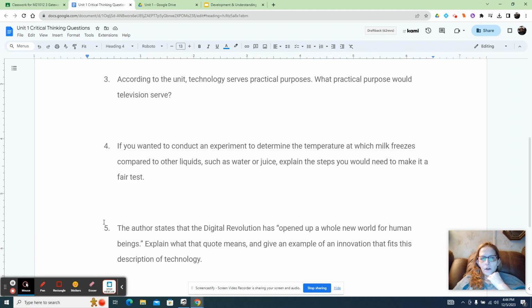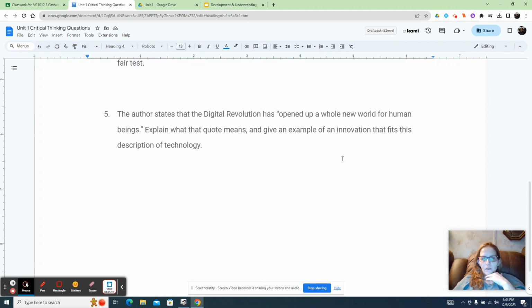Okay, if you are going to do number 4, you're probably going to want to look up the scientific method to explain the steps. So when it asks for steps, I'm looking for the scientific method. All right, so you're going to go to the slideshow. You're going to look up your scientific method to figure out what steps you need to do to conduct that experiment. And then the author talks about how the digital revolution has opened up a whole new world.